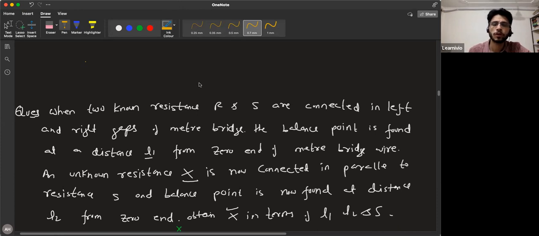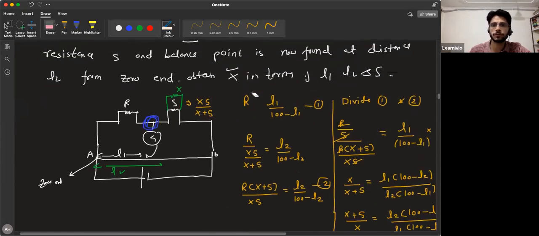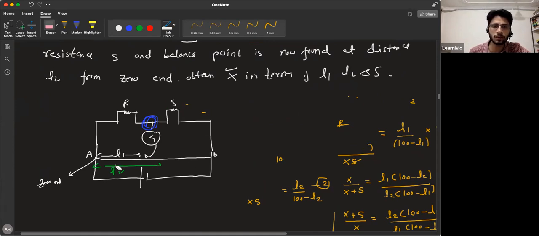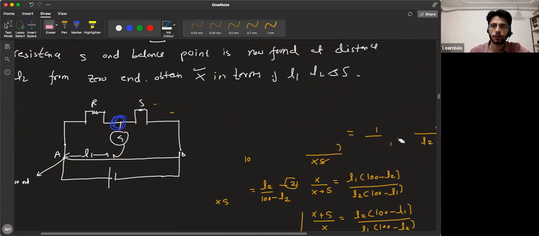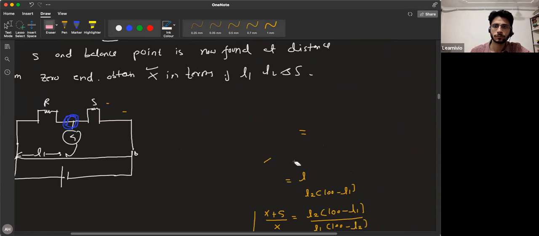Okay, let's solve this question. So when two known resistances R and S are connected in the left and right gap of the meter bridge, initially we just have resistance R and S in the left and right gap. Hishma, what is the balancing length now? L1. How will you relate R, S and L1? R by S is equal to L1 by 100 minus L1. Okay. So this is how we relate them.